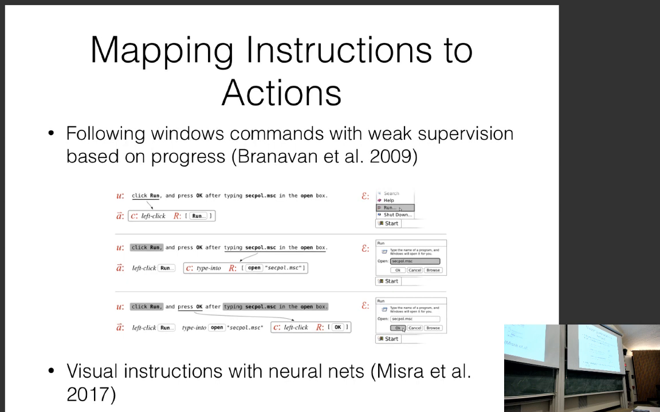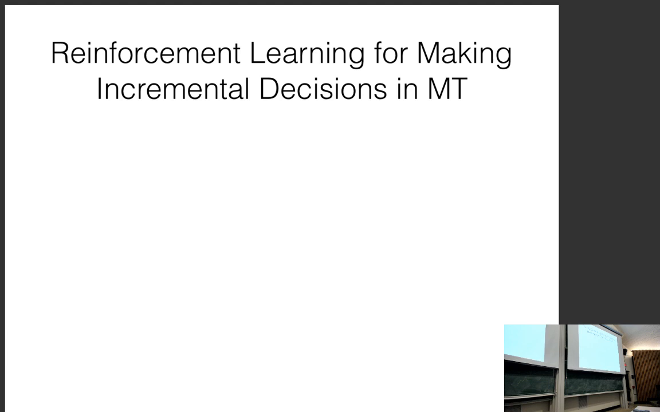There's also neural network based models for following instructions and doing actions as well. There's lots of examples of this recently, but this Misra et al. paper is one example of this. So for MT, for sequence models or MT, there's lots of examples of using REINFORCE to optimize things like BLEU score, and some examples of that I've cited already.